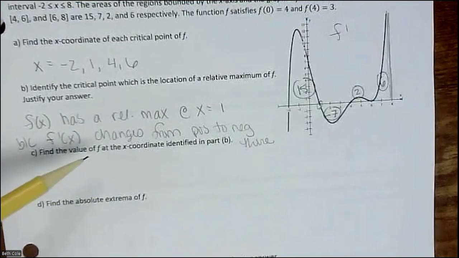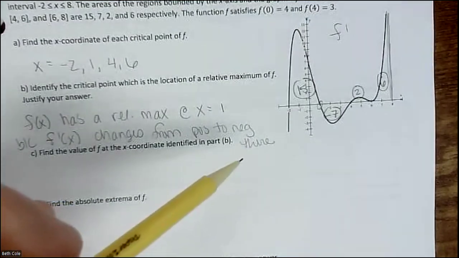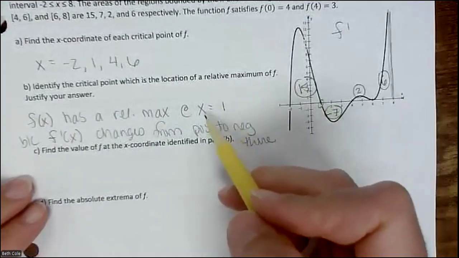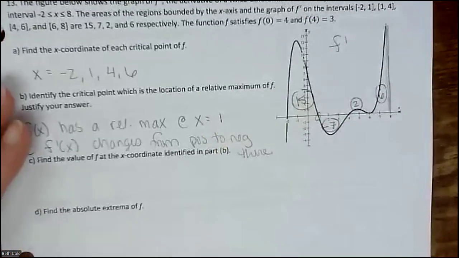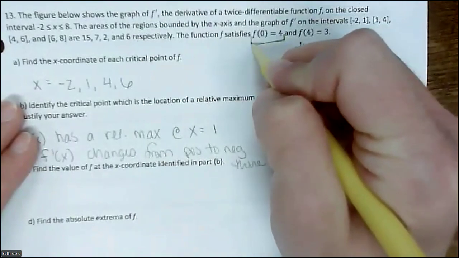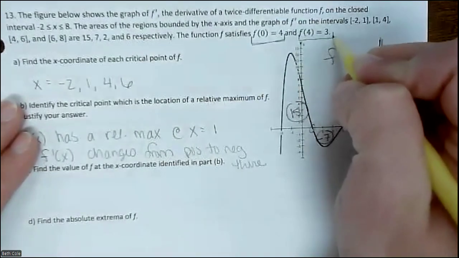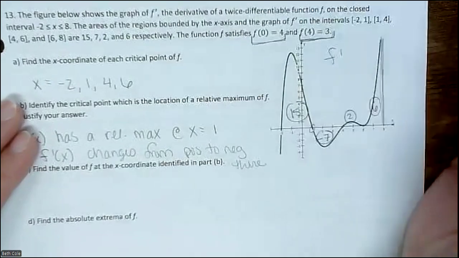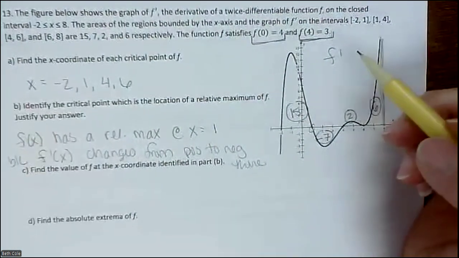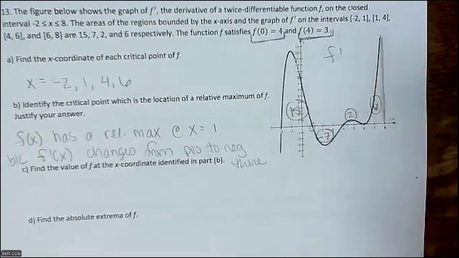Find the value of f, which is not the graph you're looking at, at the x coordinate identified in part B. So we need to find the value of f of 1. Now look, they actually give you 2 starting places. It's sort of like 2 initial conditions, because they want you to choose which one you have to use. One of them we're going to be able to use. The other one we're not.